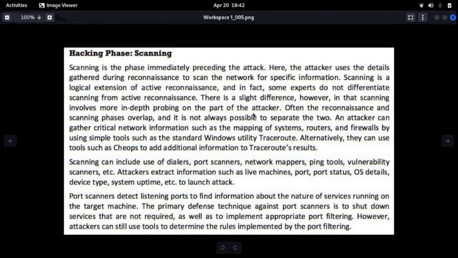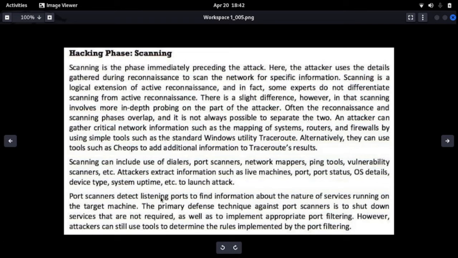Scanning, as the second phase of hacking, is more like processing your results from your reconnaissance. That is why they say it is more like an active reconnaissance. After the information gathered from your reconnaissance phase, you process it. You scan to see what you can get. Like I told you, the expected results mainly are live machines, ports, the port status, the OS details, the device type, system uptime, and so on.